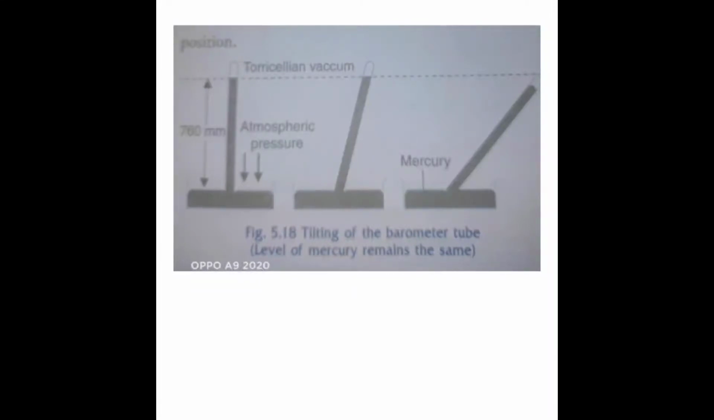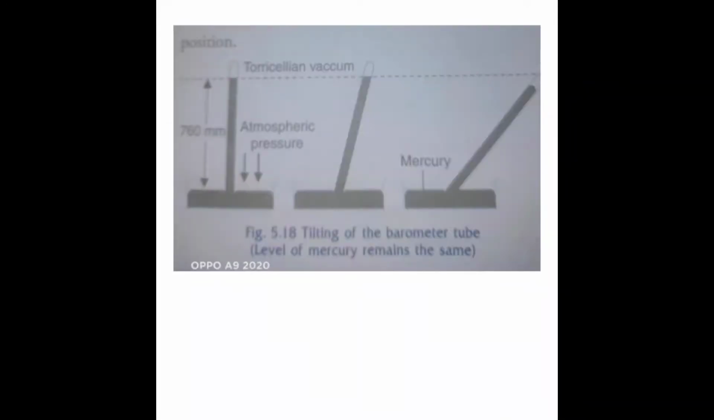So in the Torricellian vacuum, you see whatever may be the tilted position of the barometer, the liquid height remains the same, that means liquid seeks its own level. The pressure on a mercury column is 76 centimeter Hg column.